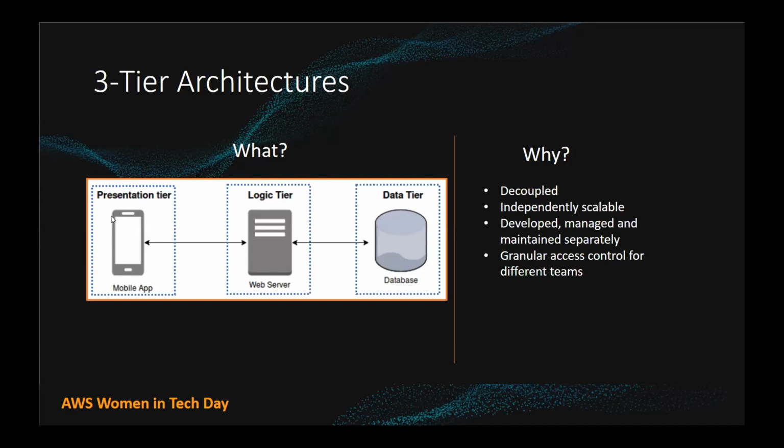Anything that we do as an architect while architecting in AWS, it is always important to ask the business or the use case why you're doing it. There should be a strong why. So it's important to understand what three-tier architectures are and what is the benefit of having three-tier architectures.